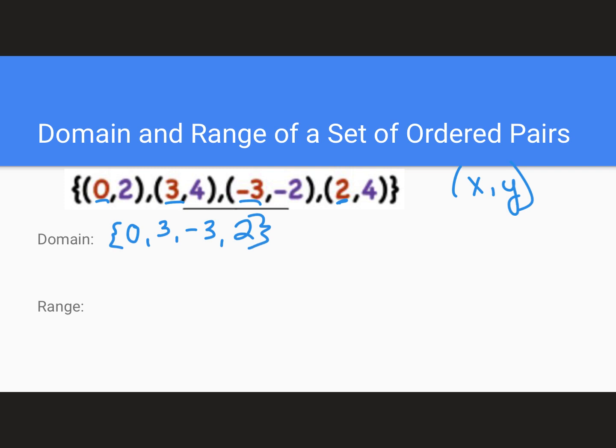And our range is going to be the set of our y values. Our range is going to be 2, 4, -2, and 4 again. So we aren't going to list it twice, so we're actually going to not list that last one because it's the same number. We only list them once each. Okay, so when you have a repeated number, you're not going to list it twice.